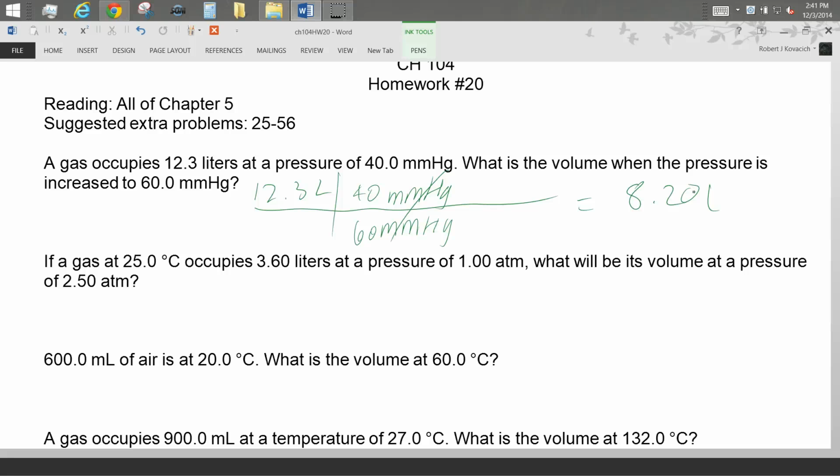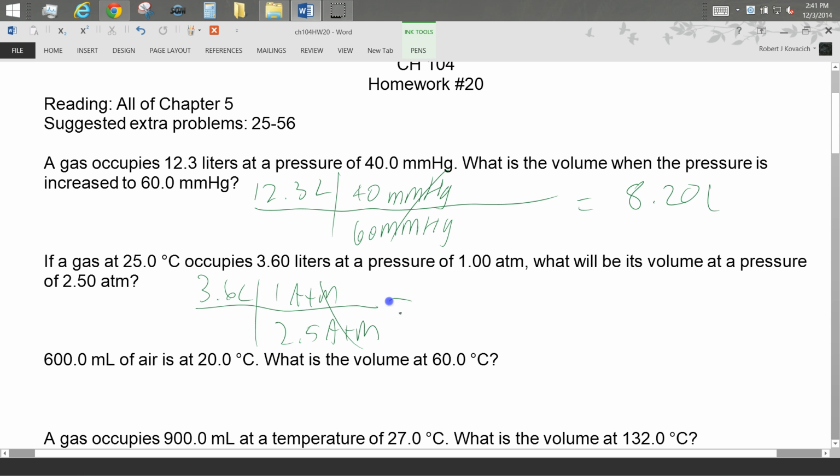So this is exactly the same problem with just one extra little piece of try-to-trick-you information. So it's 3.6 liters here, and then 1 atmosphere in the numerator and 2.5 atmospheres in the denominator. And that gives me a smaller liter number, which is what? 1.44. Great. Okay. So I squished it. It got smaller. It's still 25 degrees. Doesn't matter.